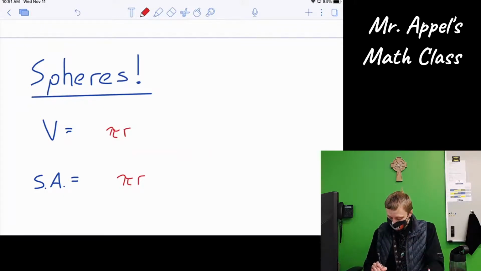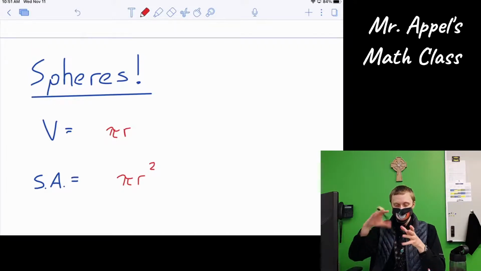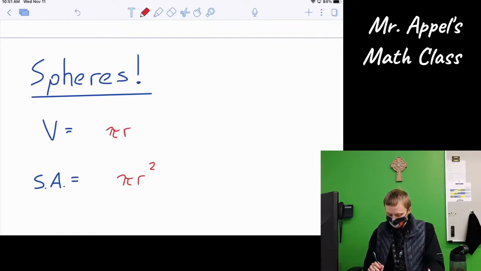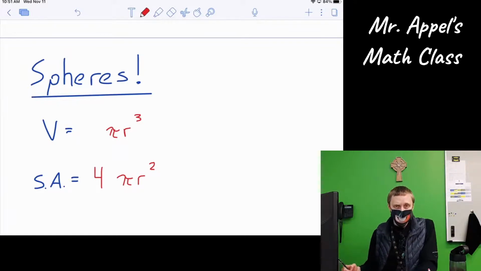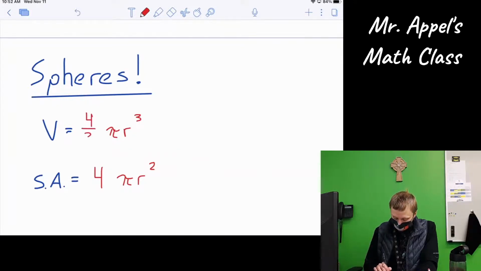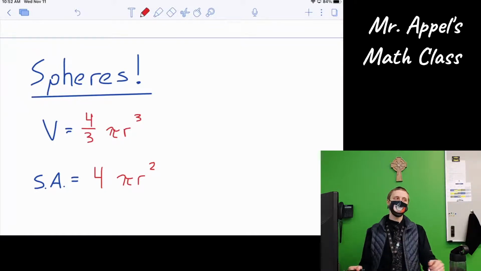The surface area, though, is only 2-dimensional. Even though it's now on a round object, we're talking about the 2-dimensional coverage, versus volume takes up 3 dimensions, so we get r cubed there. And so then it's just a matter of what any coefficient or fraction is involved. And it turns out the surface area is going to be 4 times pi r squared. And the volume is 4/3 pi r cubed.